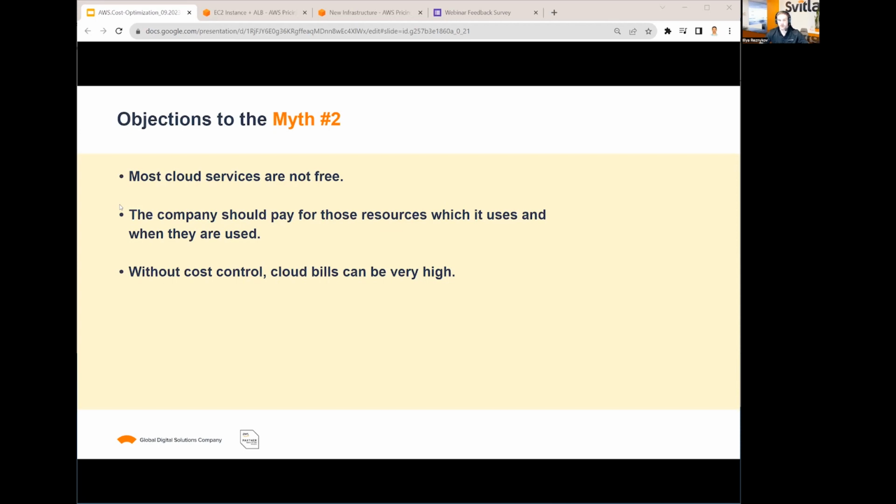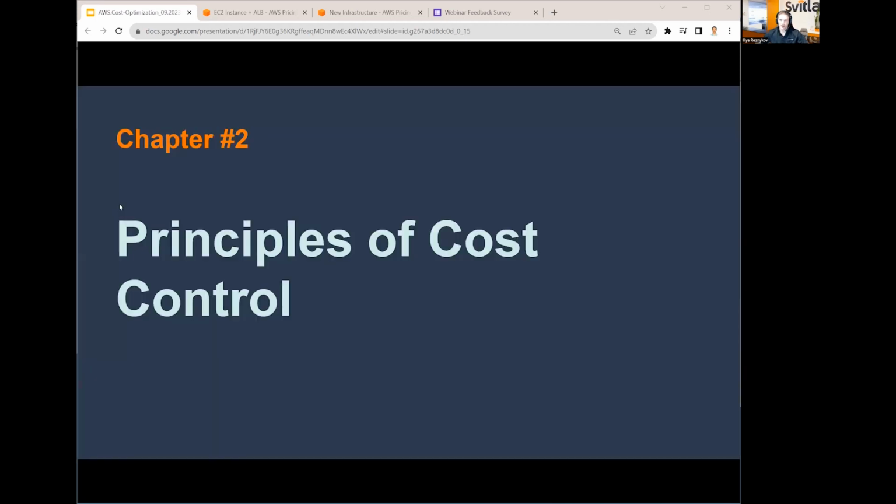And what is worse, without proper cost control, the cloud bill could be unexpectedly high at the end of the month, and that is why any company, whether a small or big enterprise, should implement some cost control practices. So let us move to principles of cost control.